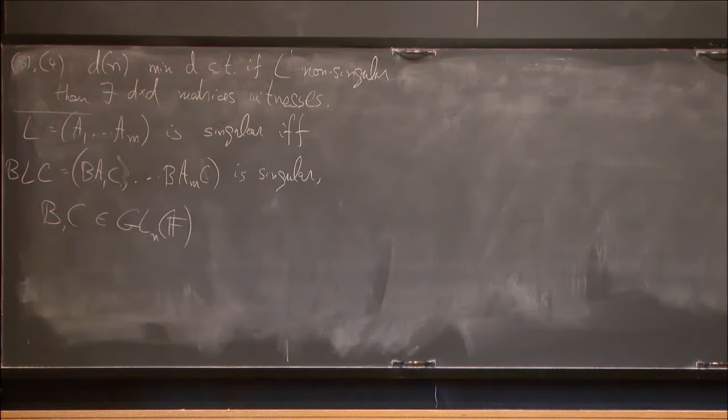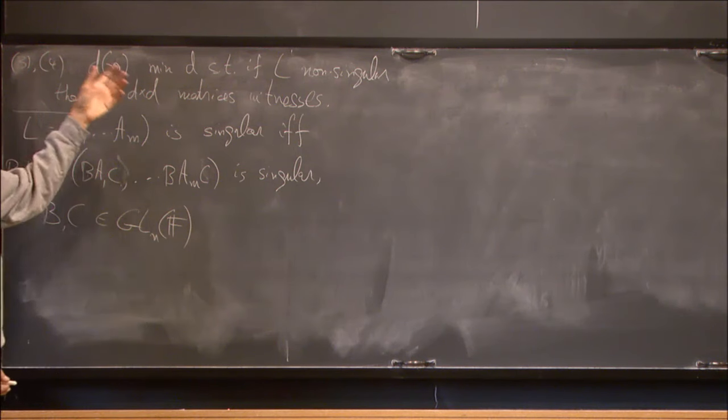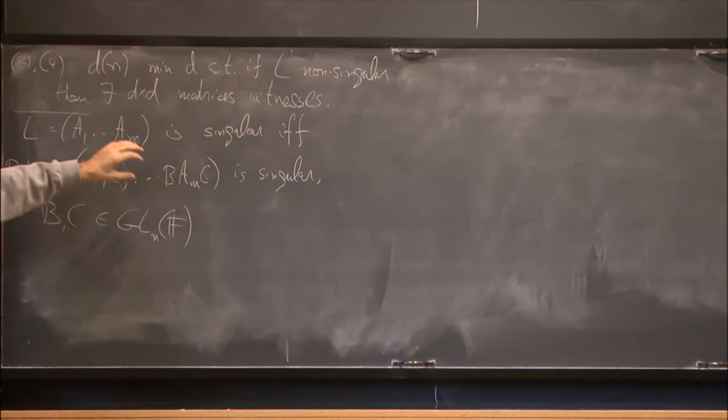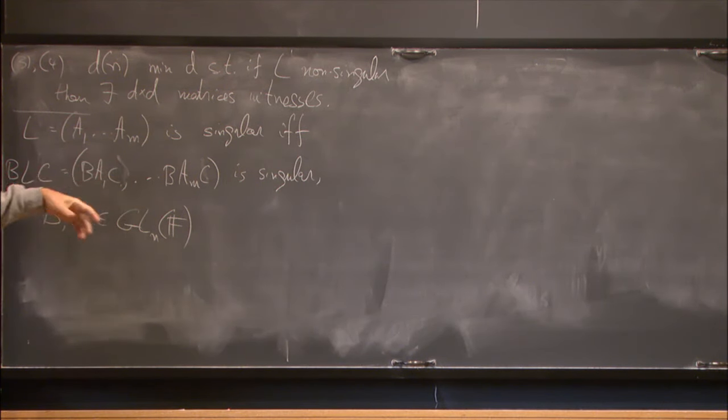So the matrices Ai, you can think of them as linear operators. They act on F to the n on the left. They act on F to the n on the right. And I can change a basis on the left, I can change a basis on the right. This change of basis on the left and on the right does not change the character of whether the L is singular or non-singular. Okay.